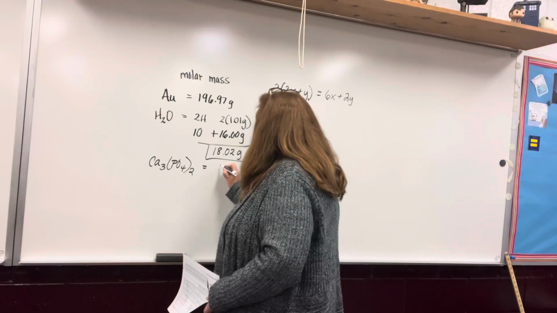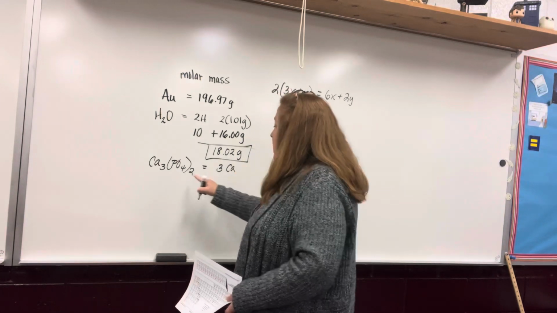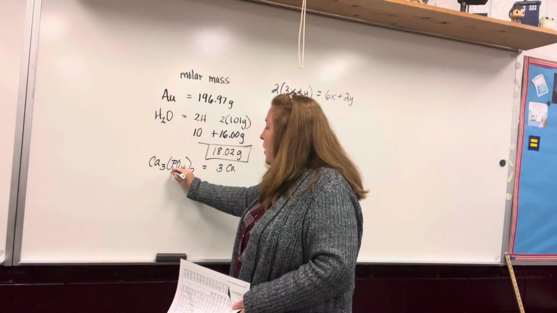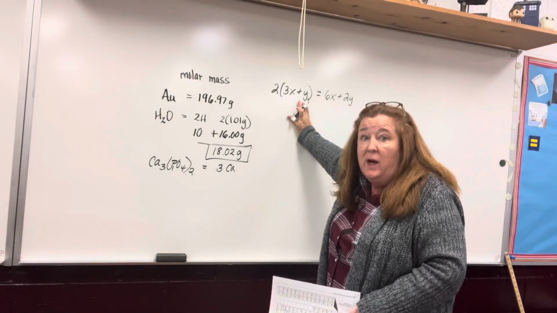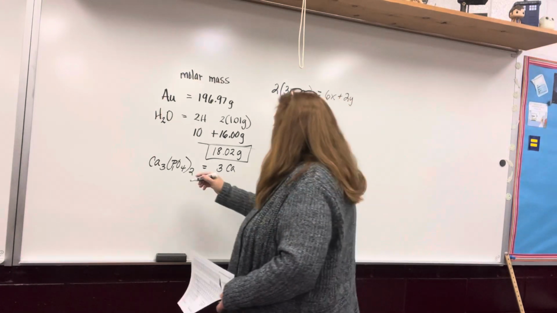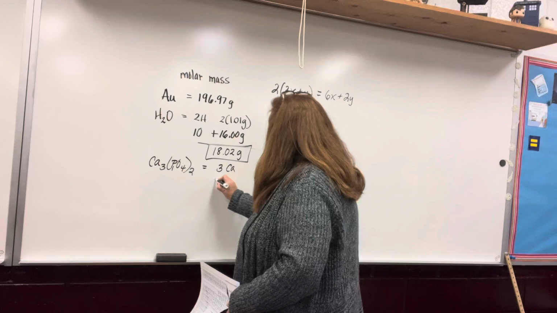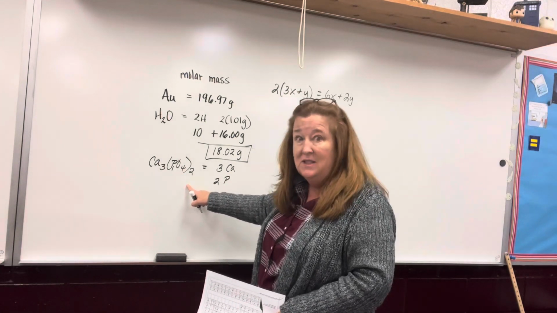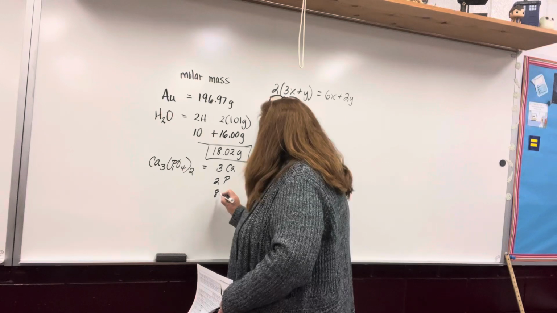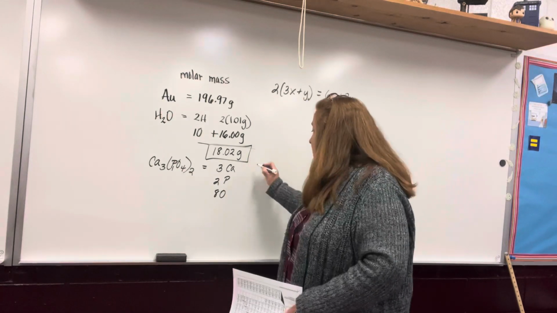So this means we're going to take 3 calciums, 2 times, there's an understood 1 here, just like in math class. When you have a coefficient out in front, it's understood to be 1 if there's not a number written there. So that means we have 2 times 1, or 2 phosphorus, and then 4 times 2. Some people get confused, it's times. 4 times 2 is 8 oxygen. And then we just figure out what each one is.